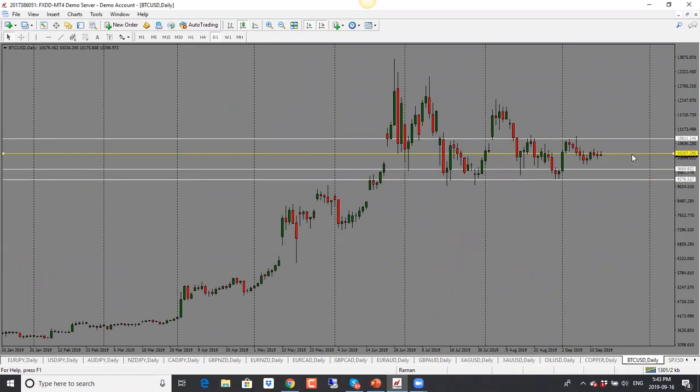Bitcoin here, it's still going sideways, but it's holding below this 10,400 level, which means we could see it drop. We could see price drop back down towards the 96.70 level, back into this support level here. So bias is bearish for Bitcoin at this point.